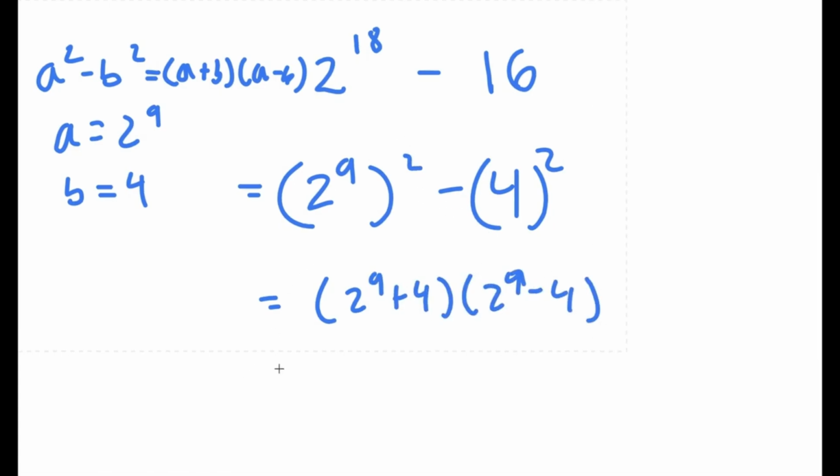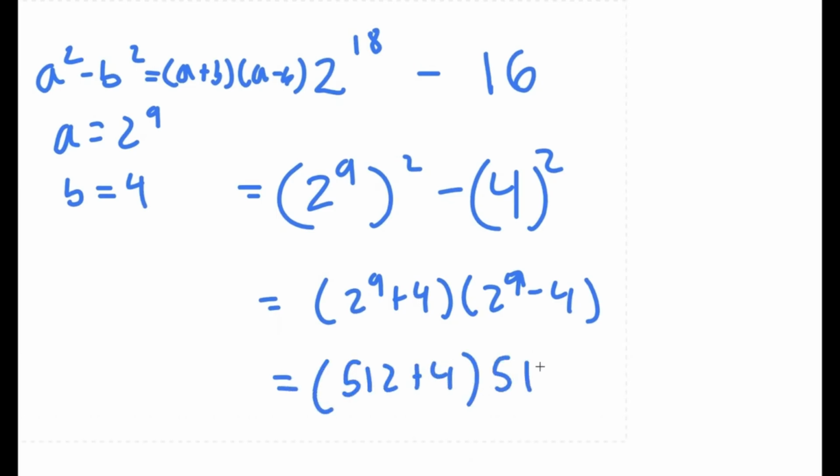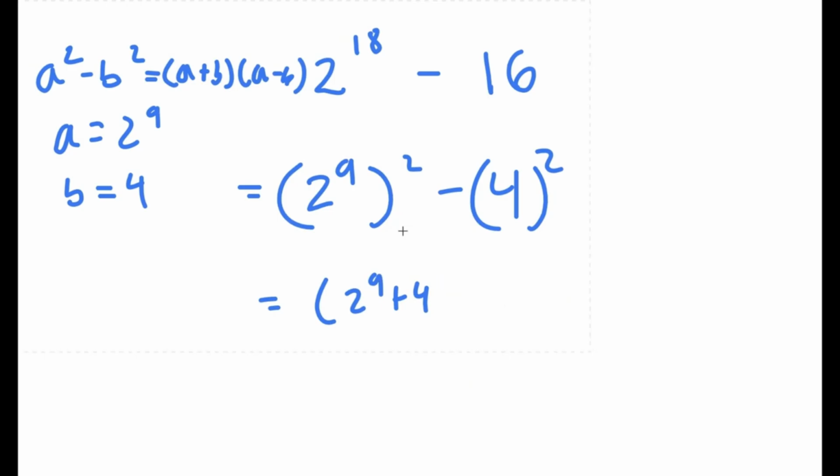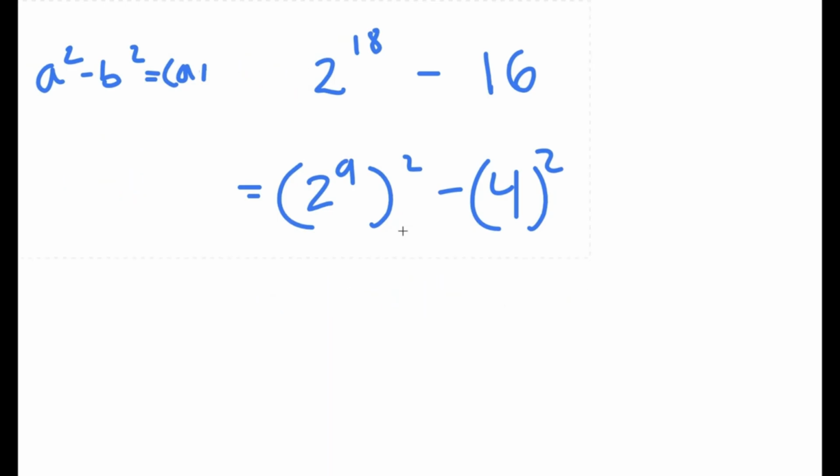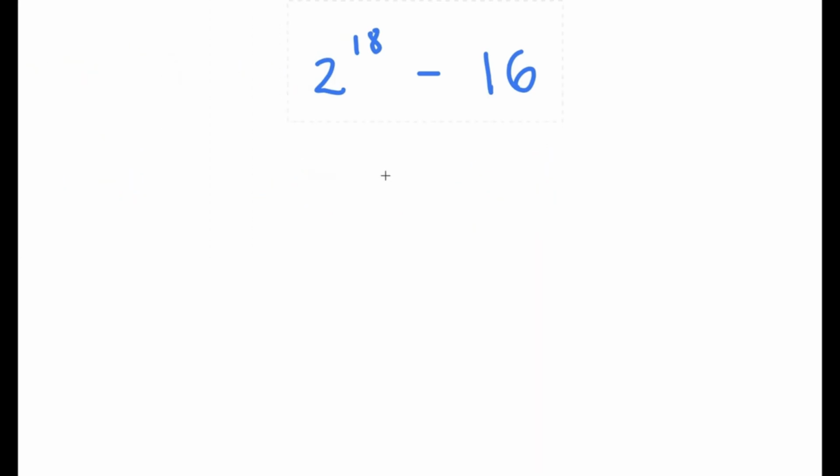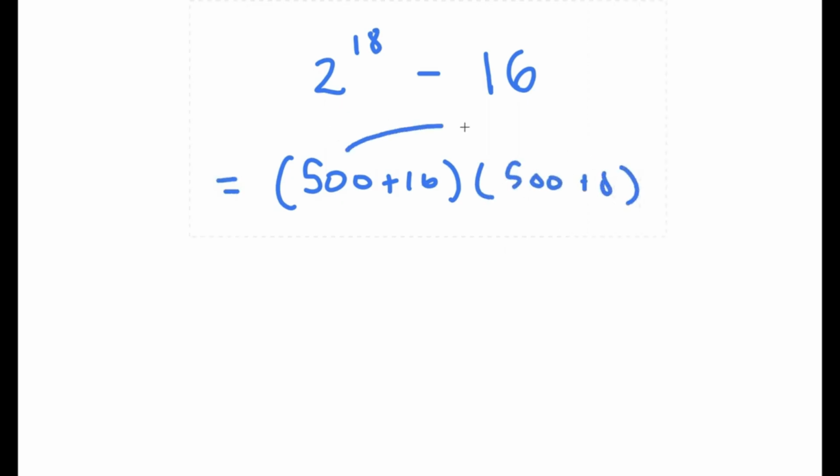Now, 2 to the power of 9 is equal to 512, so now I have 512 plus 4 times 512 minus 4. 512 plus 4 is 516, times 512 minus 4 is 508. So I have 516 times 508. So now to solve this, 516 I'm going to rewrite as 500 plus 16, and 508 I'm going to rewrite as 500 plus 8. So now I'm going to distribute the 500 and the 16.